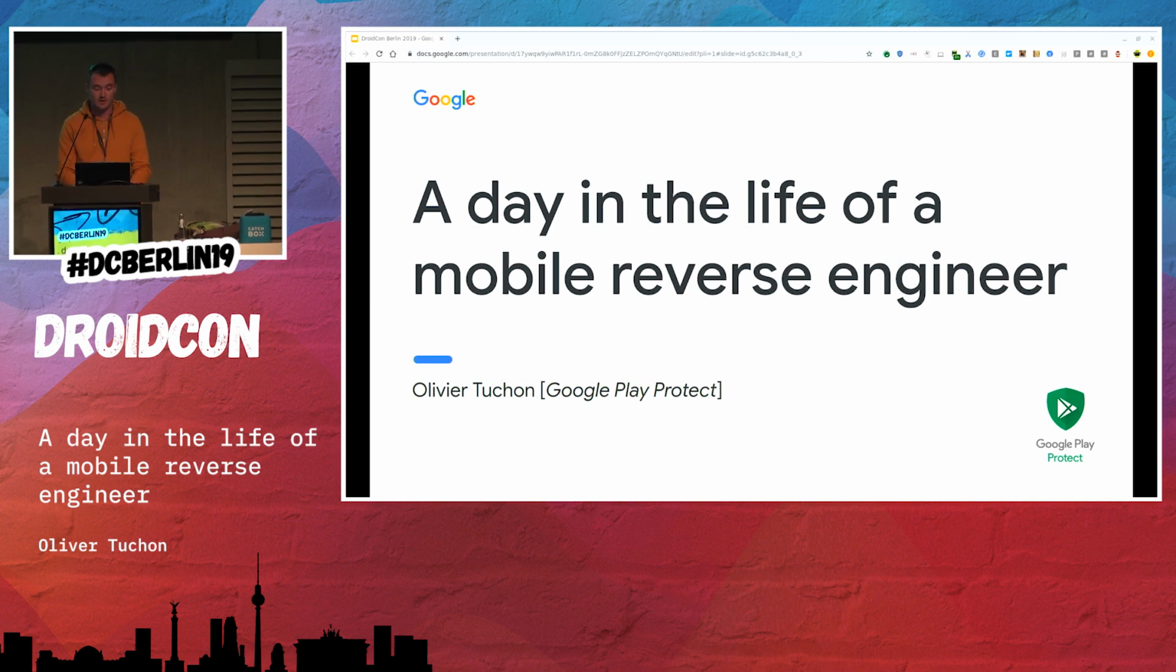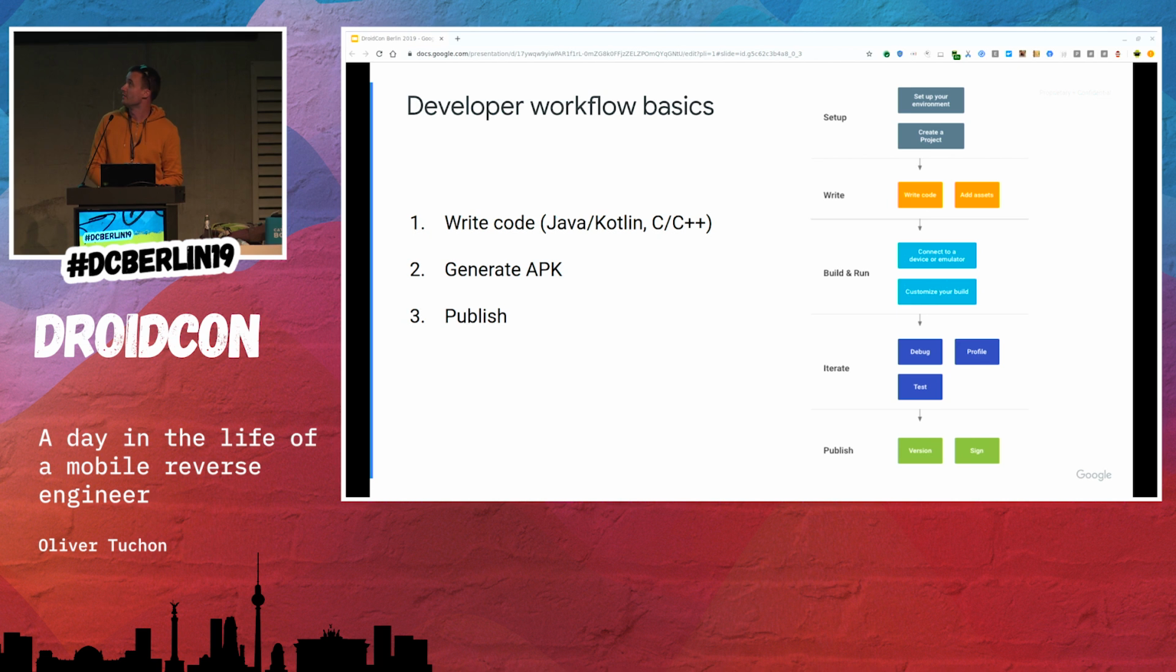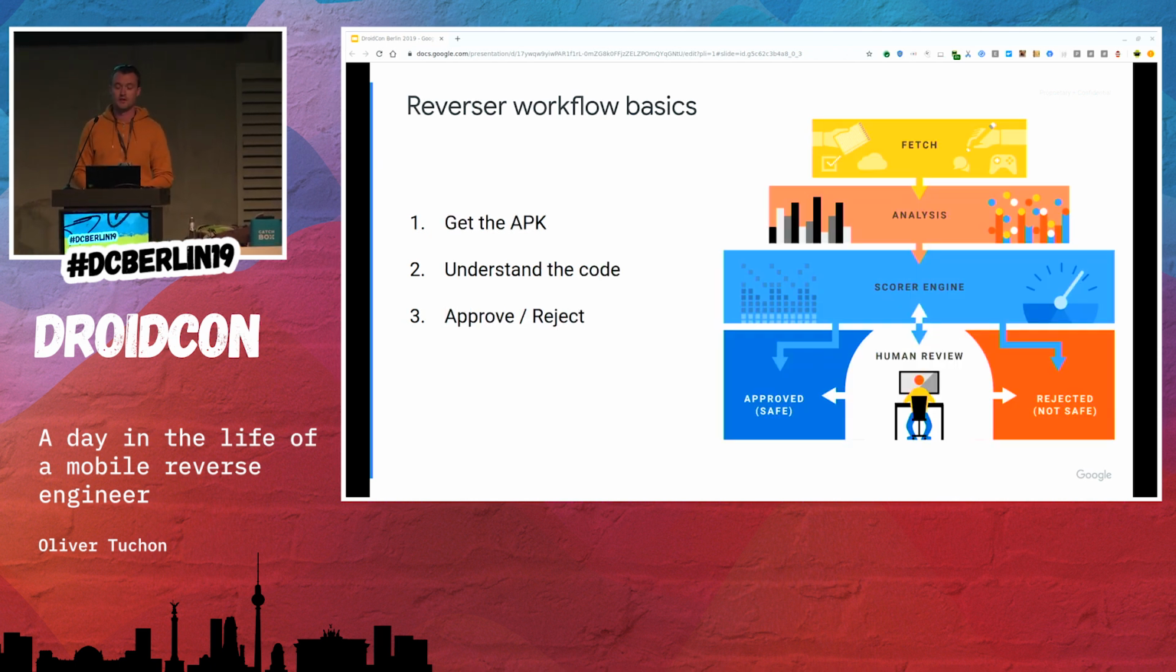First, I'm not a developer, so this is my very, very simplified view of developing an application. Please don't take offense at that. The first step is to write code in Java, Kotlin, C, or C++, whatever you want. Then you generate the APK, and obviously you want your application to be used by users, so you have to publish it.